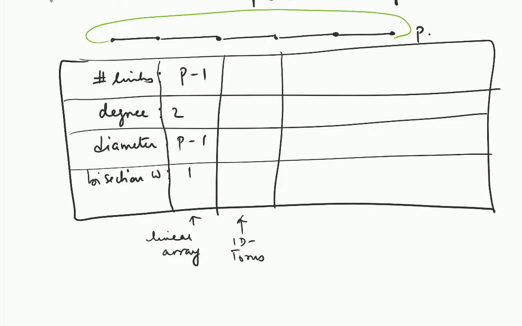Torus means like a roundabout thing. Let's examine a torus. So what changes in a torus? What is the number of links? P, roughly the same. As we proceed, we are not going to bother too much about plus ones and minus ones; the order is more important. What is the degree? It's still 2, the same degree, same number of links. What about the diameter? The diameter is suddenly cut to half. The maximum distance between any two nodes is p by 2. These are bidirectional links. And what is the bisection width? Now, how many links do I have to cut? 2.